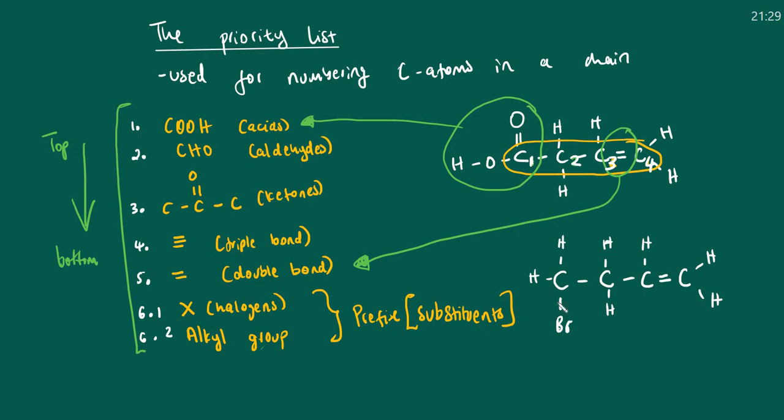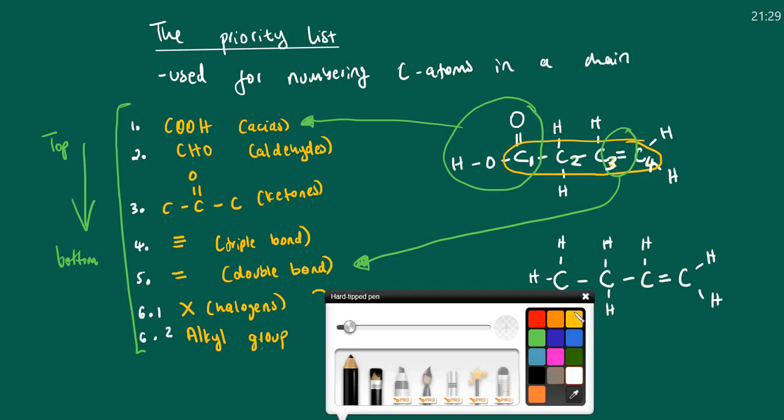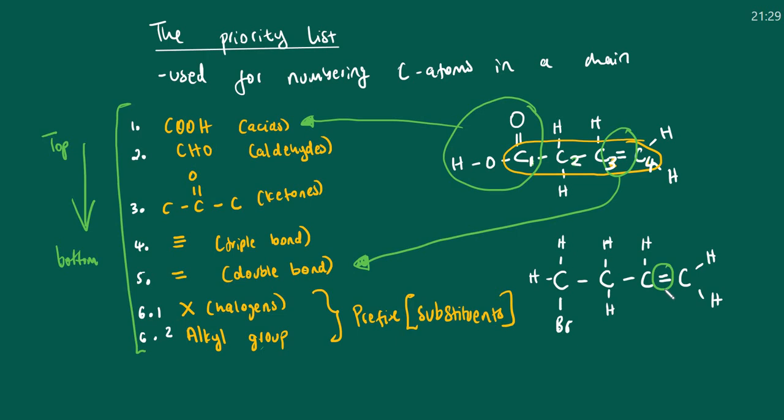According to the priority list, when you check, the double bond is here. This is the double bond, and then this is a halogen, so it falls here on X. So as you can see, the one with higher priority is the double bond. So when you number, you have to say 1, 2, 3, 4. That is your priority list.